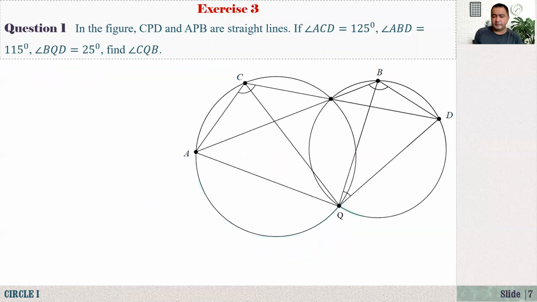Now we have 7 questions in exercise 3, and we are going to solve these questions. Question 1: in the figure, CPD and APB are straight lines, as you see in the figure. If ACD is 125 degrees, ABD is 115 degrees, and BQD is 25 degrees, find CQB.